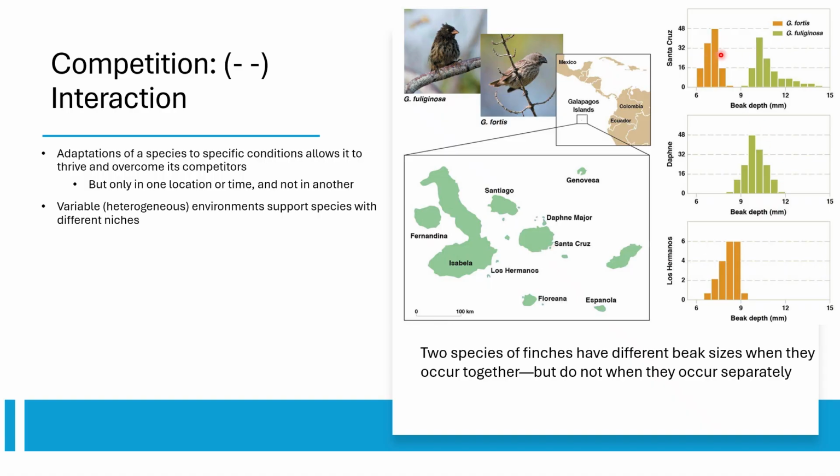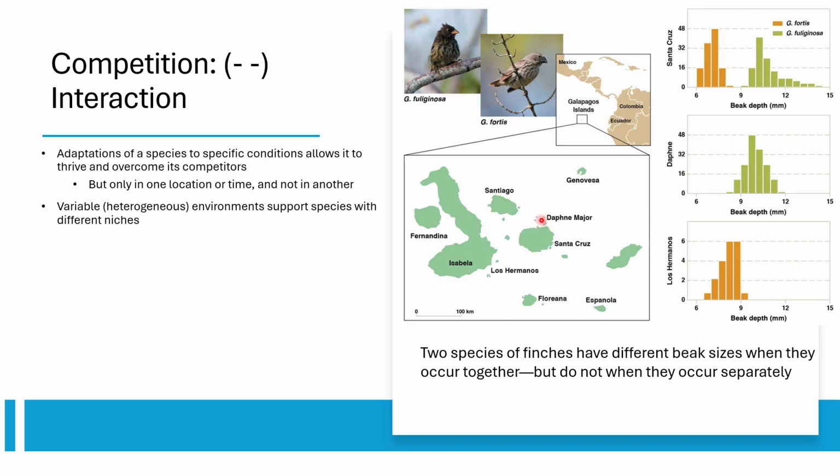So here on Santa Cruz, it's a pretty large island, you have 2 species with different beak sizes. Those 2 species rely on different resources. And then in Daphne, which is much smaller, where is Daphne? Right there. It's this tiny one right there.